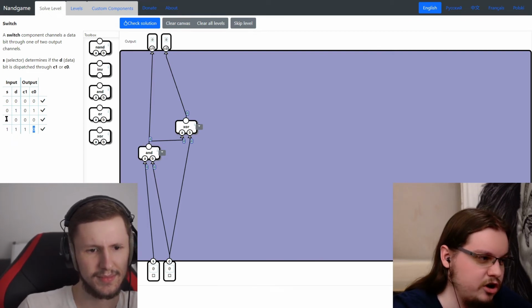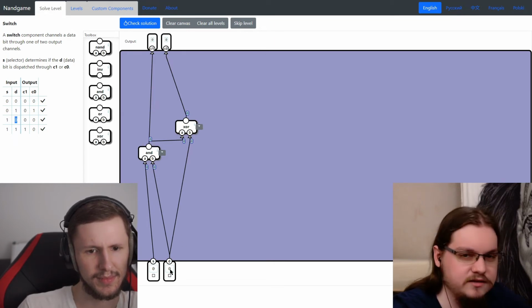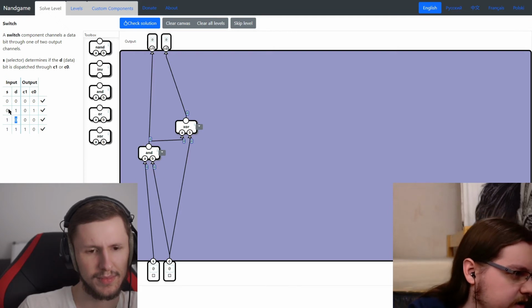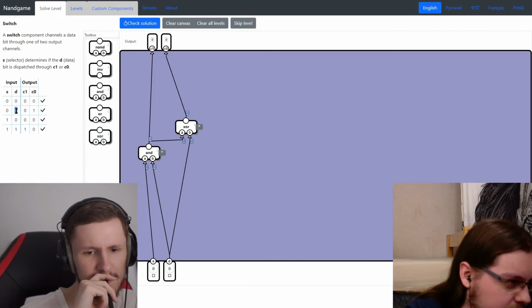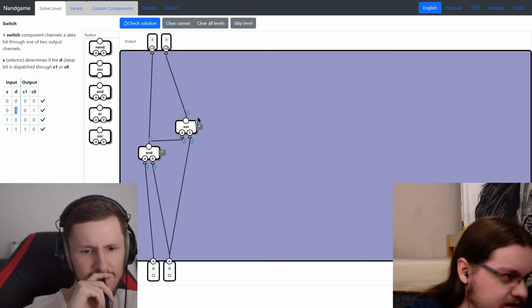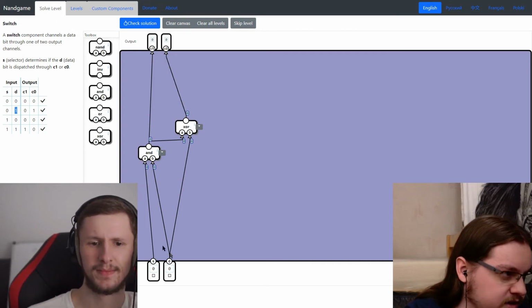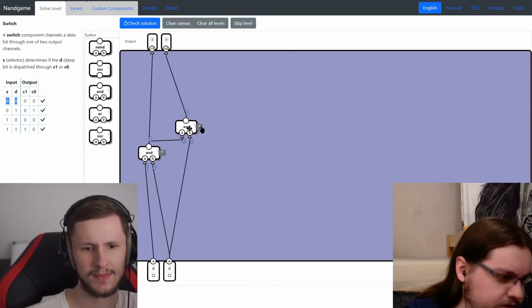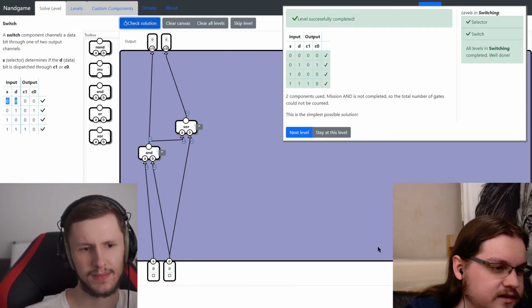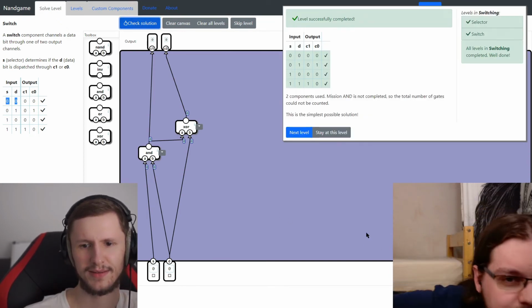If the switch is on and the input is 0, then both output 0. Then the AND outputs 0 and the D is 0, so that also checks out. If the switch is off and the data is on, it gets a 0 from the AND and a 1 from the D. And if both are off, then the AND is off and the D is off. Yep, that is the simplest solution.